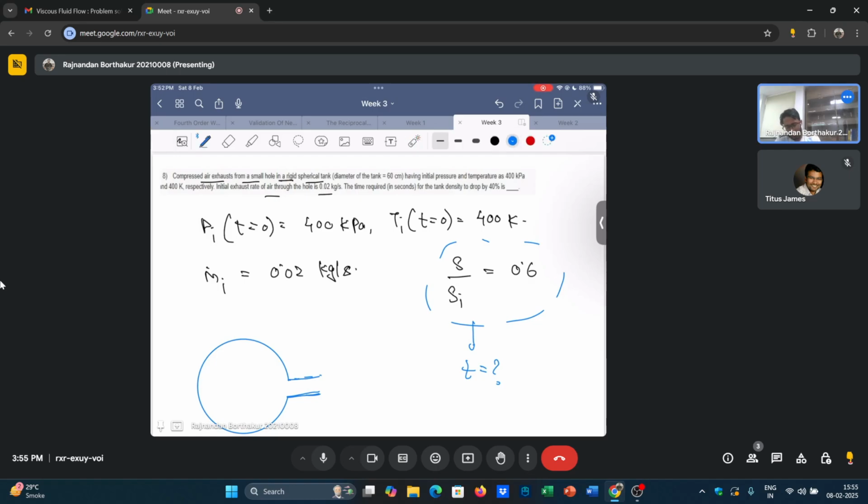Okay. So this is the tank, and this is the opening through which your air is moving. I'll consider the mass flow rate as m dot. This m dot in general would be a function of time. Okay. So you had air filled inside this tank.